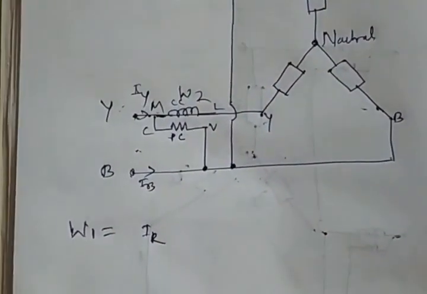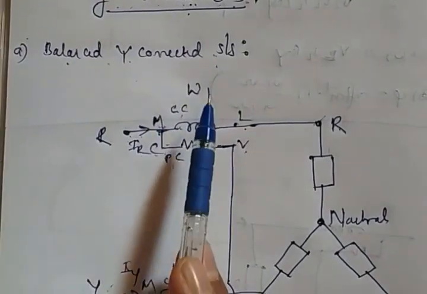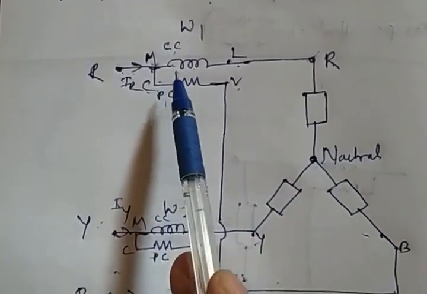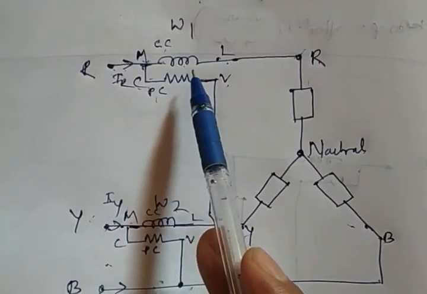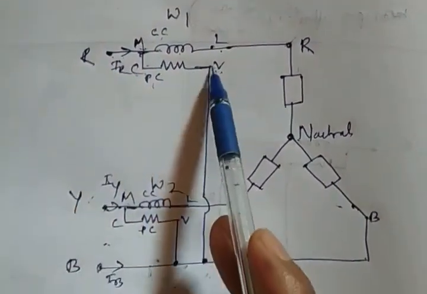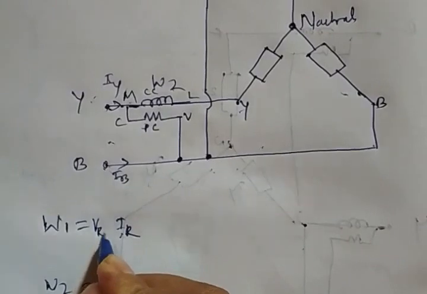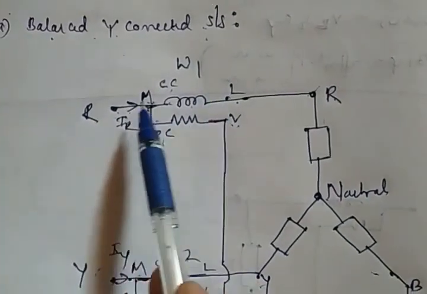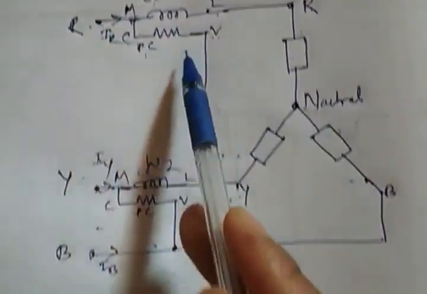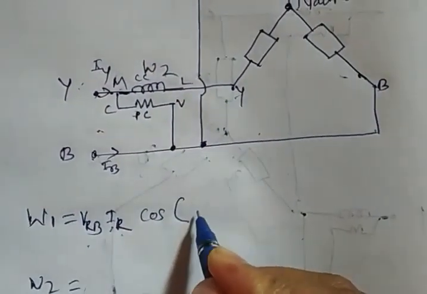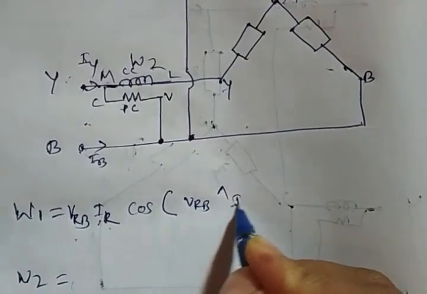So let us write the equation for W1 and W2. That is W1: what is the current flowing through W1? That is IR. What is the voltage terminal of W1? V is connected to R and the other terminal is connected to B. So here you can write VRB, because one terminal is R and the next terminal is connected to B. So that is VRB into the current IR, and cos of the angle between VRB and IR, that we don't know.